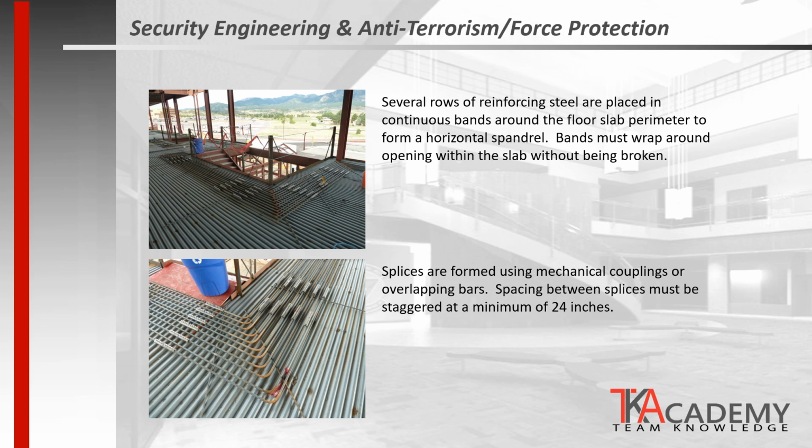The tie force method for progressive collapse avoidance includes several rules for reinforcing steel bars that are placed in continuous bands around the floor slab perimeter to form a horizontal spandrel. These bands must be wrapped around openings within the slab without any interruptions. The splices in the bars are formed using mechanical couplings or overlapping bars. The splices must be staggered at a minimum of 24 inches.